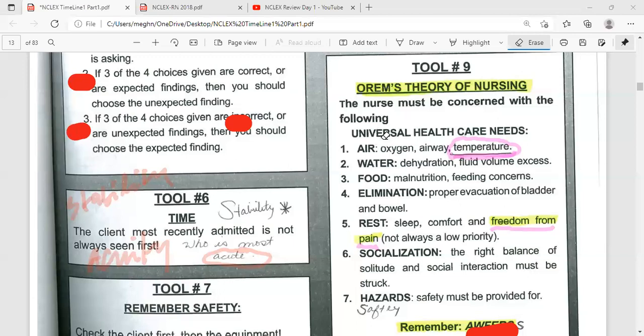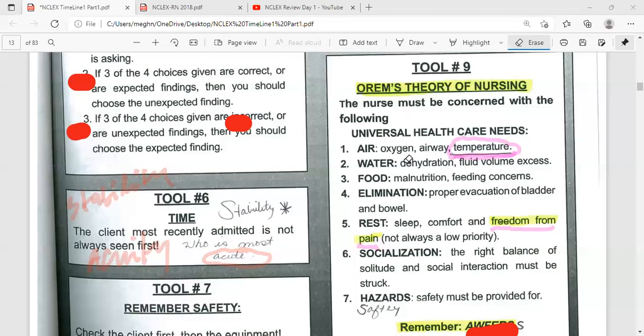So, first of all, universal self-care needs: air, water, food, elimination, rest, socialization, and safety or hazard. Air includes oxygen, airway, and temperature. For example, a patient with COPD or an acute exacerbation of chronic bronchial asthma needs oxygen, right? It is the need.